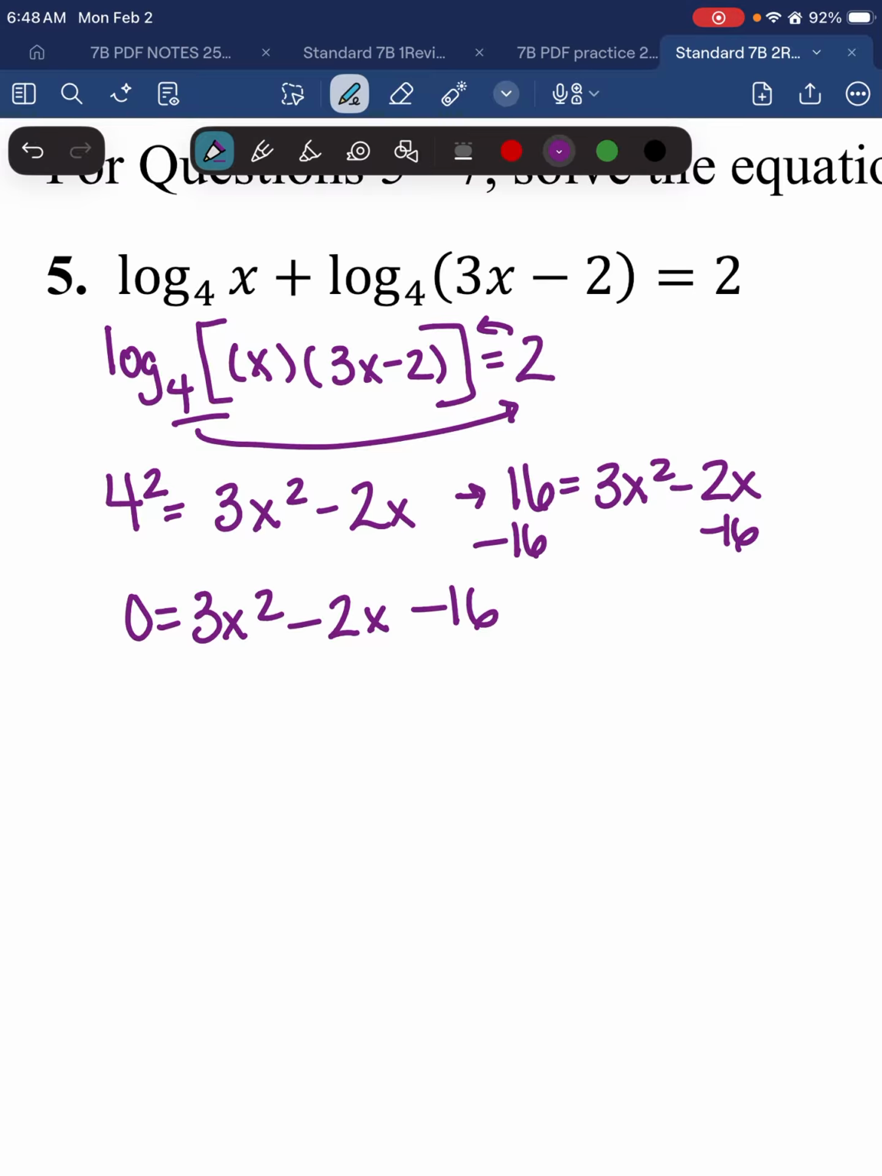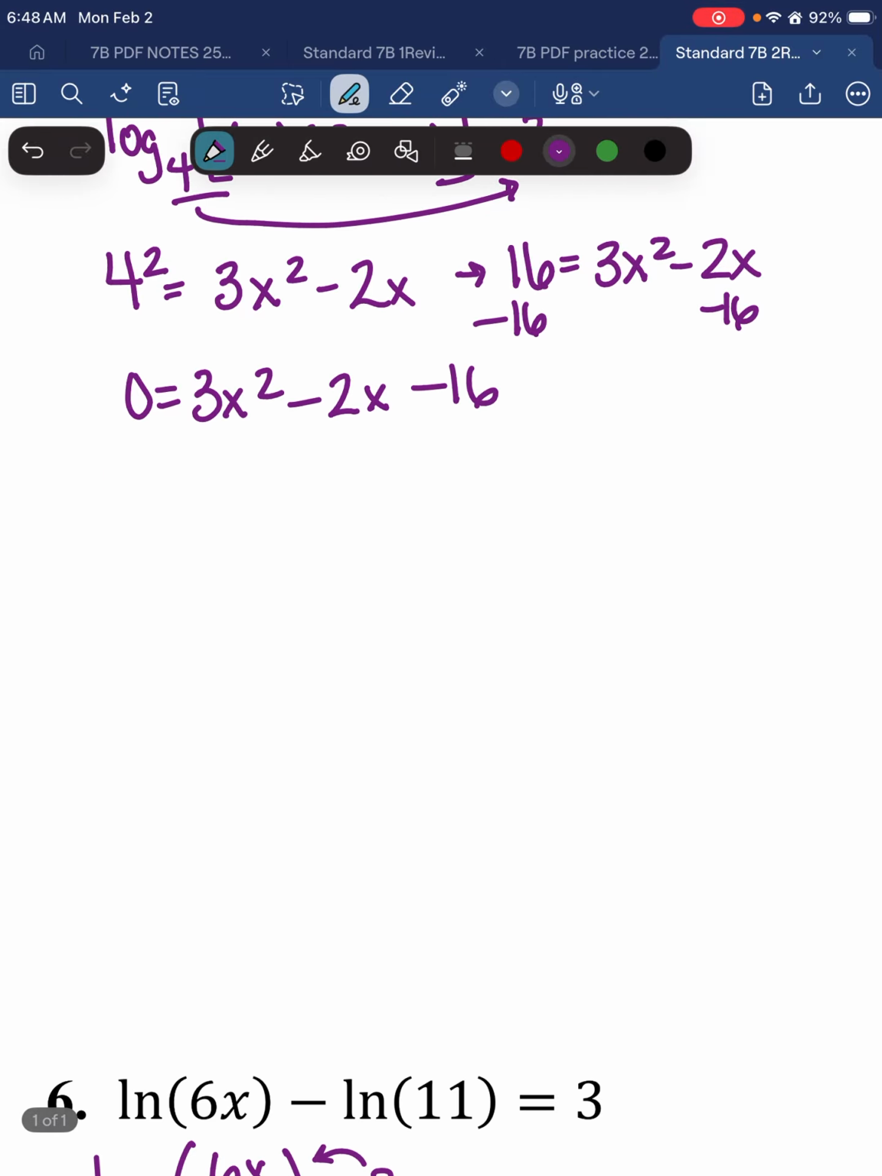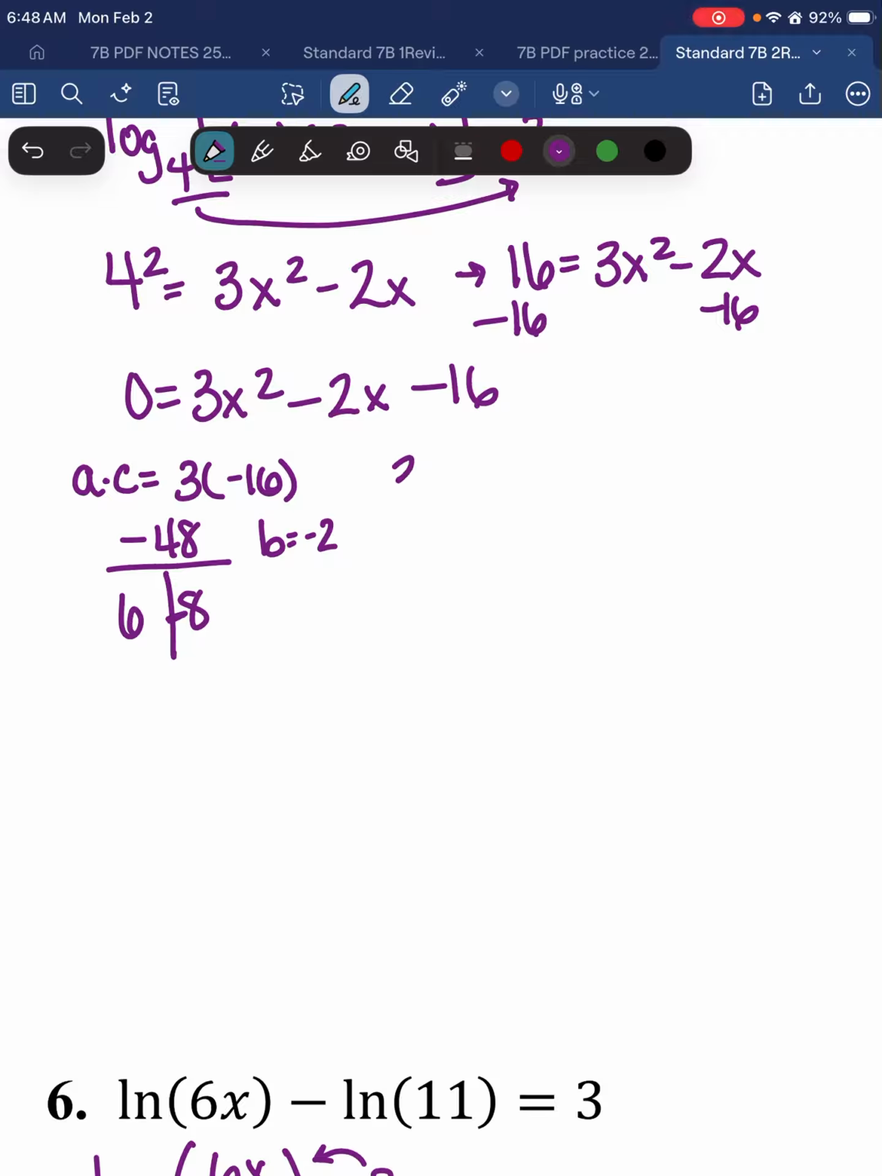A value is not 1, so I can't just jump to what I want to do for my math. So I'm going to write down A times C, which equals 3 times negative 16, negative 48, and the factors of 48 that add up to be negative 2 happen to be 6 and 8. And since I want a negative 2, the 8's negative. So factoring, I'm going to go factor by grouping, 3x squared minus 8x plus 6x minus 16 equals 0.